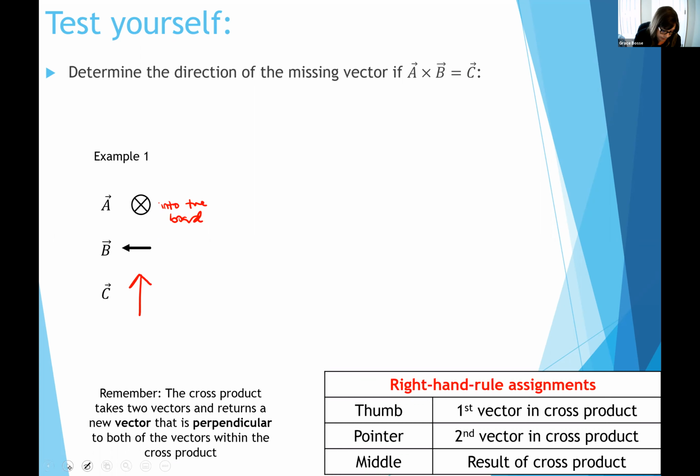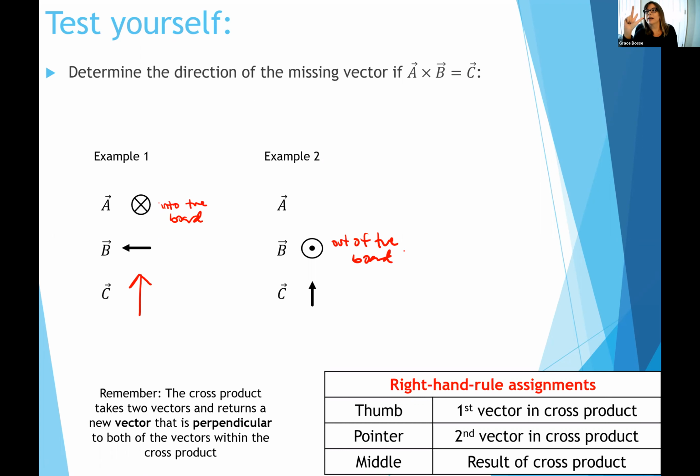Let's try another one. So example 2. Now vector B, that's the second vector in the cross product, that is your pointer finger, is coming out of the board. That symbol of the little dot means out of the board. Okay, so your pointer finger is coming out of the board, like imagine it coming out of your computer screen. You can see the tip of your pointer finger. And now the result of the cross product is pointing upwards.